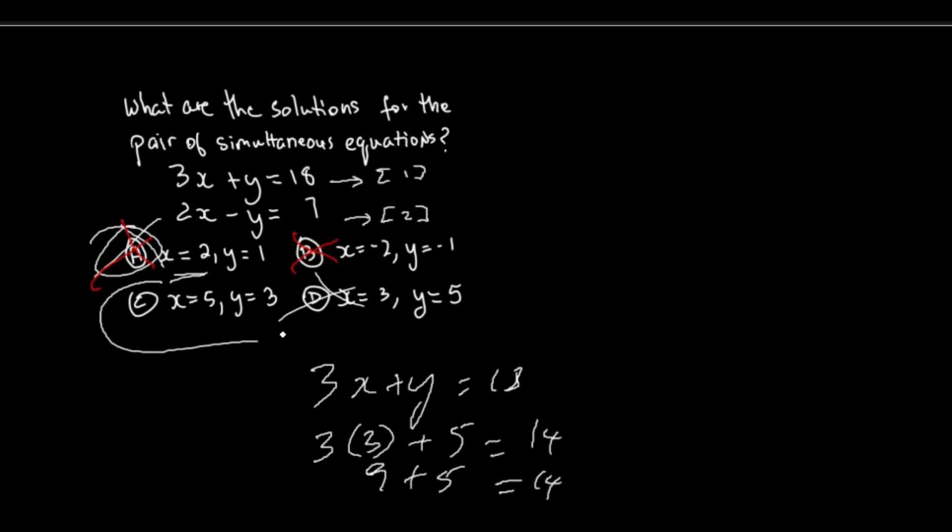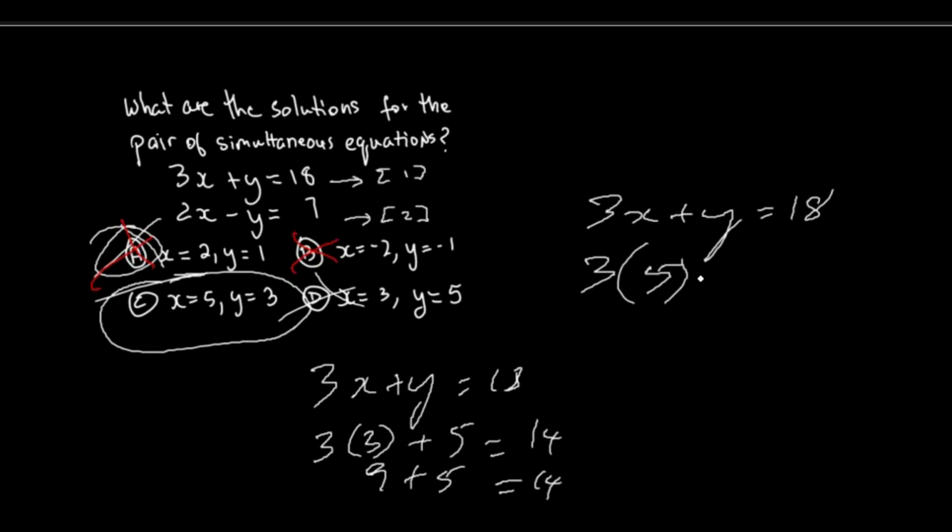So the option must be D. And if we look at D now, let's try D. You don't need to try it once you x out the rest, but let's see. 3 times the x value of 5 plus the y value of 3 gives us what? 18. Let's see. 3 times 5 is 15, plus 3 definitely gives us 18.